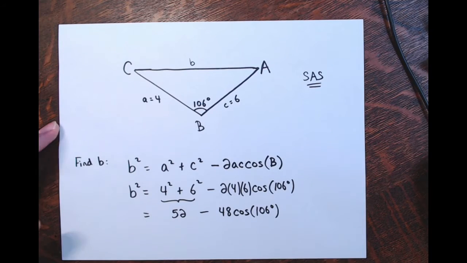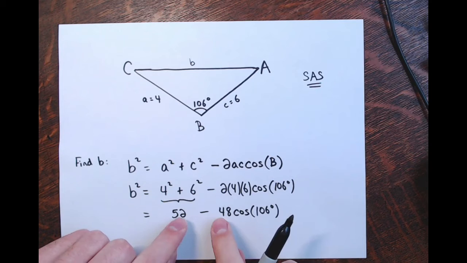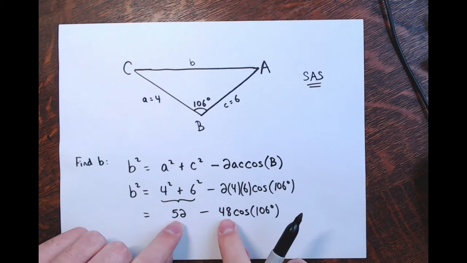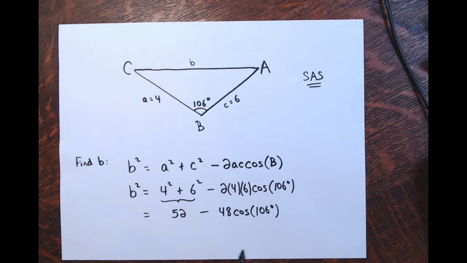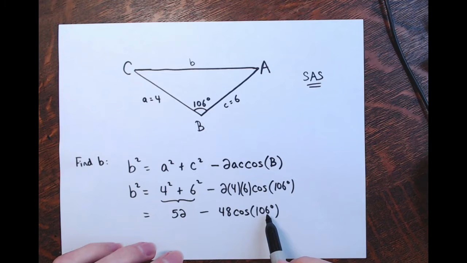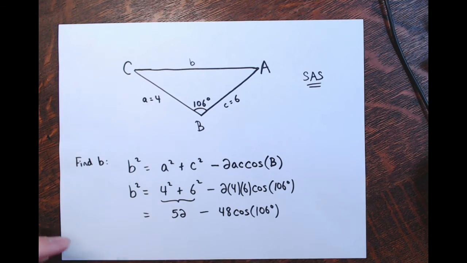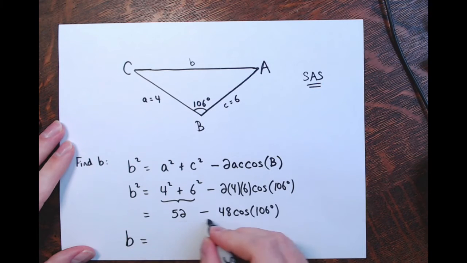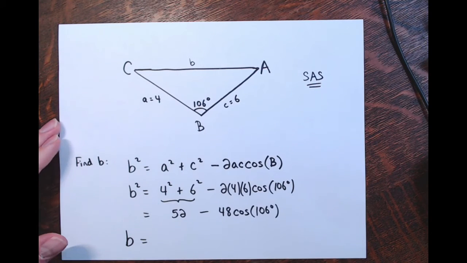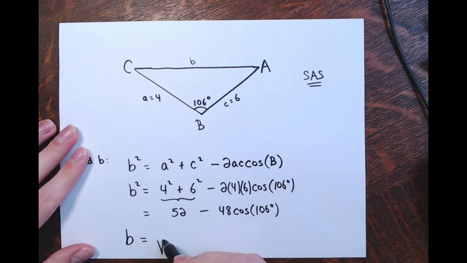Now again, be careful. I think I mentioned this in the first video as well. Don't put these together. Don't put 52 minus 48 and say that that's 4 times the cosine of 106. This 48 is attached to the cosine of 106, so you can't subtract it from the 52. So that's what b squared is. So b is plus or minus the square root of this. Since it's the side length of a triangle, I'm just going to look at the positive square root.